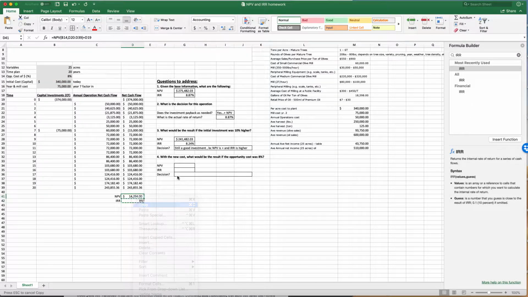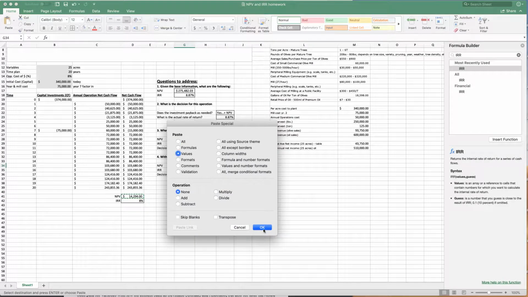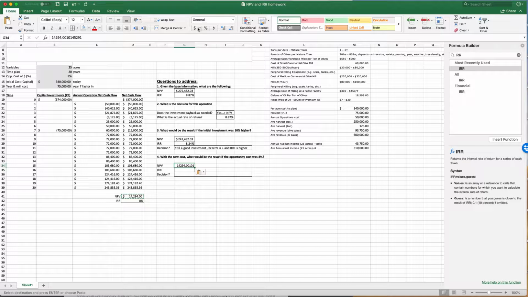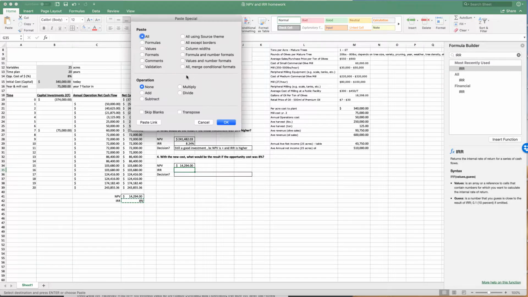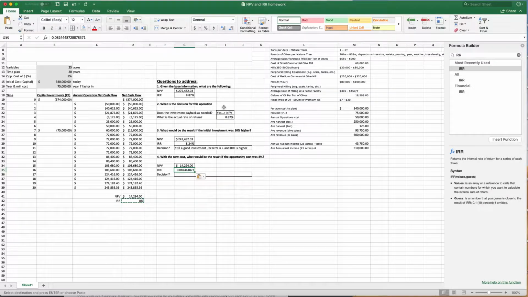I'm going to copy this. I'm going to paste it there. And values, it's $14,000. IRR, I'm going to copy it and paste it in there as a value again. Also change that to a percentage and give me a little more decimals. So what's your decision? Well, the answer is it's still a good investment.